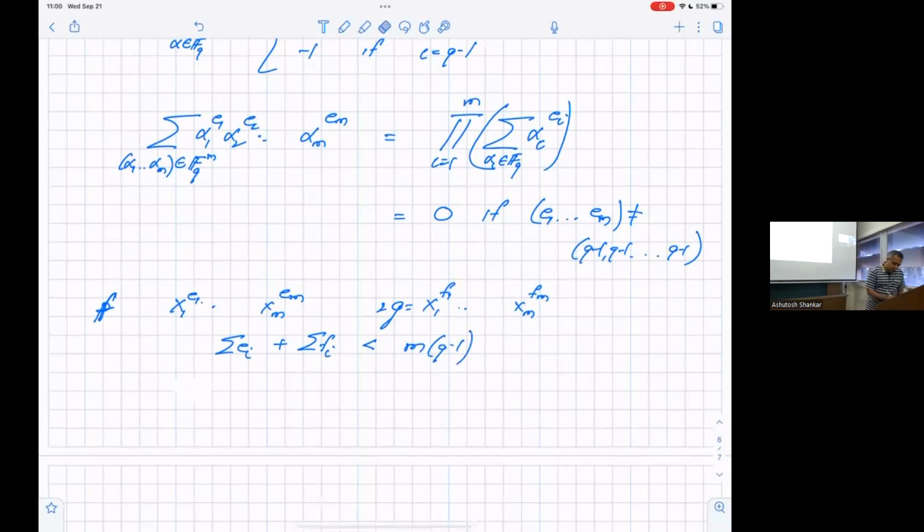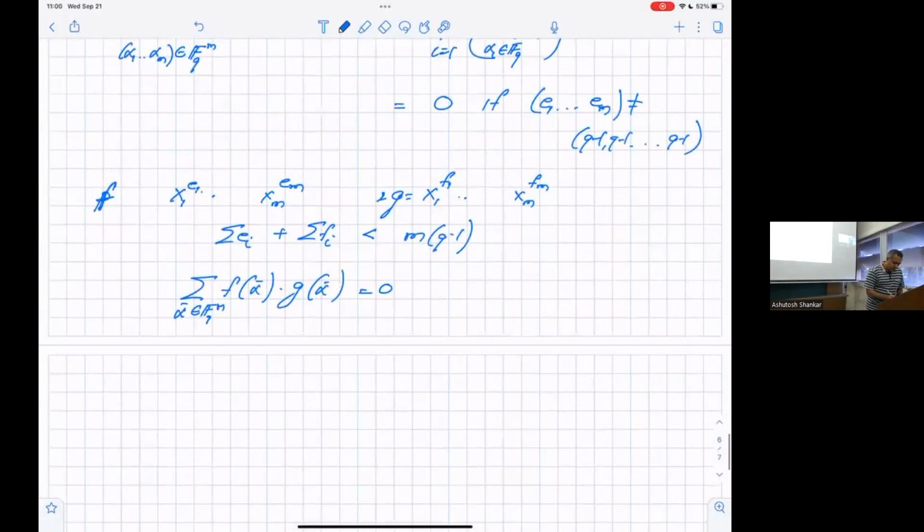Then I claim if I take f of alpha bar, g of alpha bar, where alpha bar is in F_q^m, this should be zero, because this is less than m times (q minus 1), so in the product there will be at least one variable which doesn't achieve the full degree. So in particular, what is the immediate corollary of this?